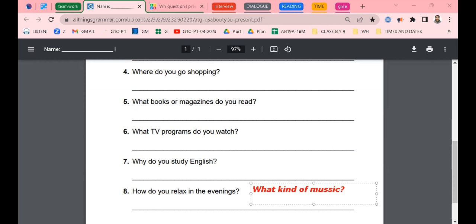Carmen, tell us, how do you relax in the evenings? Carmen ya está por acá. Vamos a ver, Carmen. No me aparece ahí, Carmen. Vamos a ver quién más está por acá. How about you, Mario? How do you relax in the evenings? Watch TV. Okay, that's great, right? You turn off the lights and then you watch a program that you like.